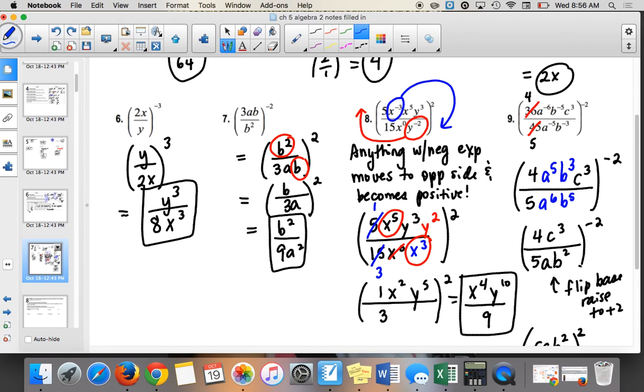Yeah, a lot of people will do 5 squared and they'll write 10 because they're so used to doing the exponents by multiplying, so be careful with things like that. So the numbers are just like normal.